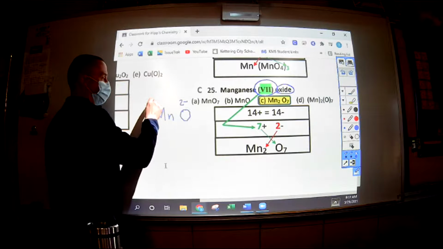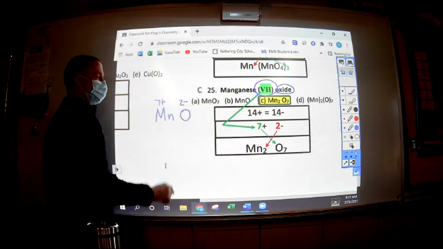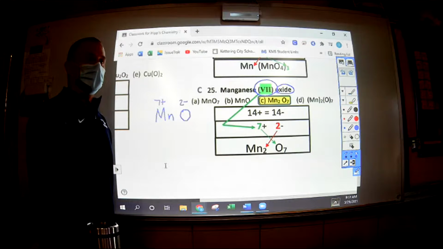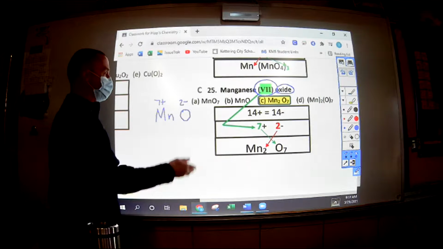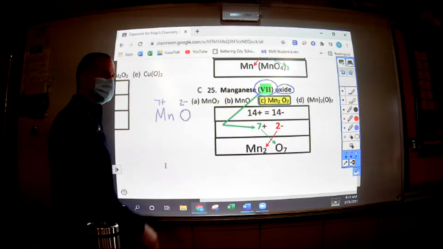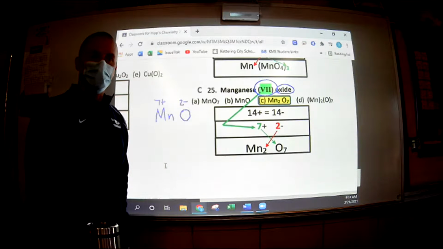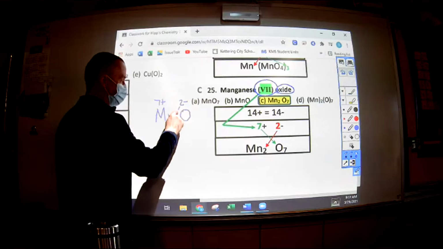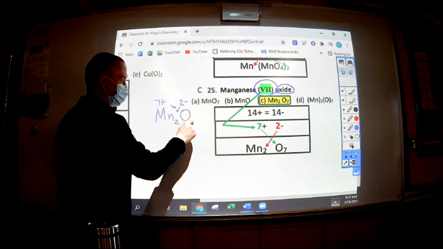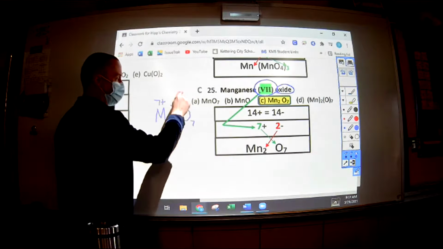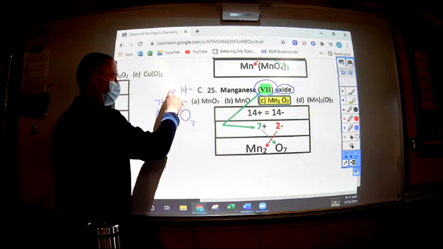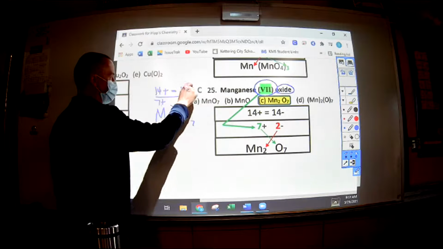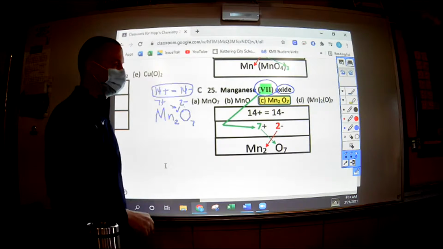That is Roman 7. Can I reduce a 2 and a 7? No. I analyze the charges, then I'm going to crisscross the charges to get the least common multiple, the number that 2 and 7 go into. The 2 comes down to here. The 7 goes over to the oxygen. Why? 7 times 2- is 14-. 2 times 7+ is 14+, my charges are indeed balanced.